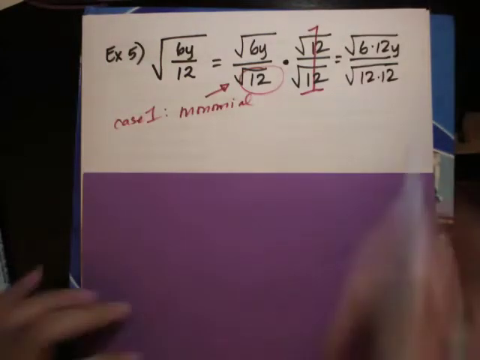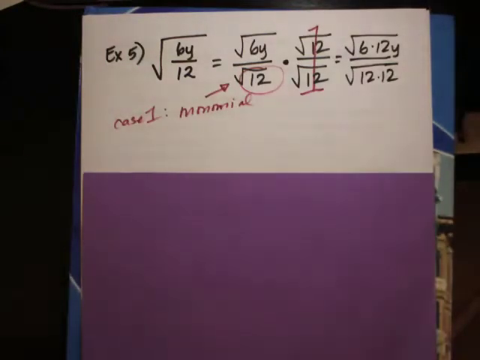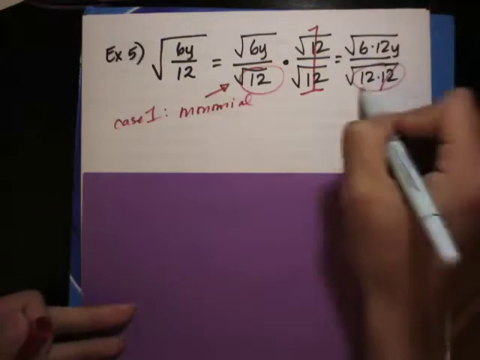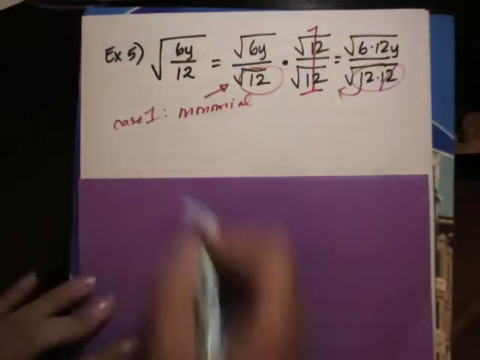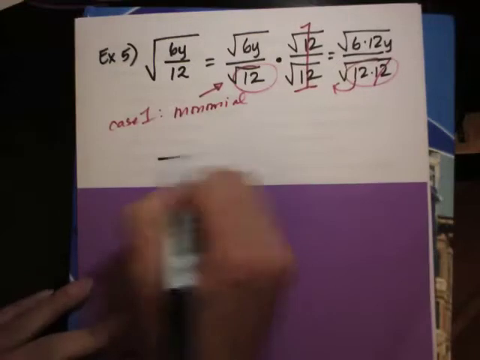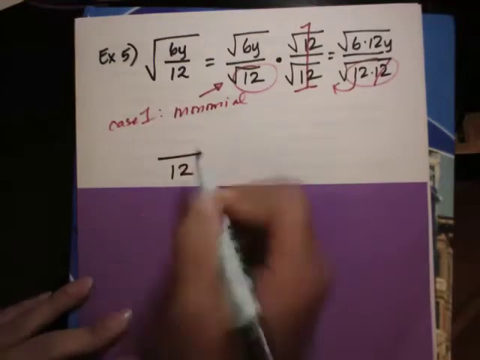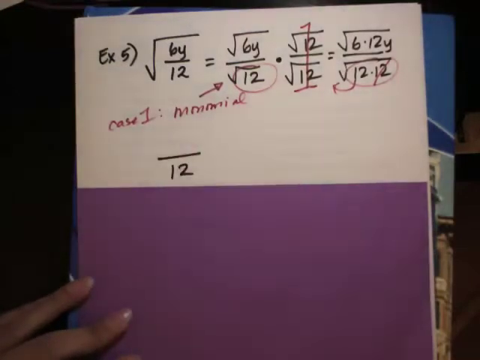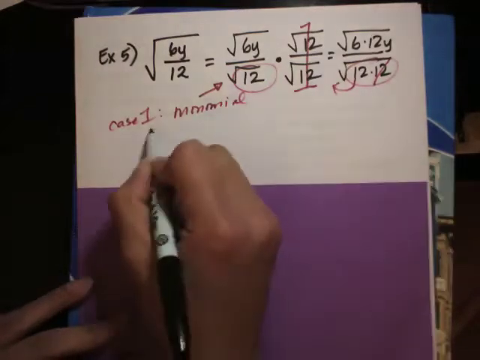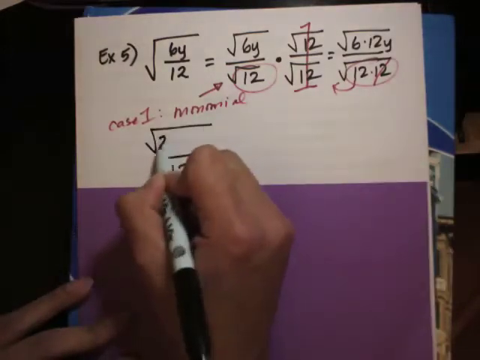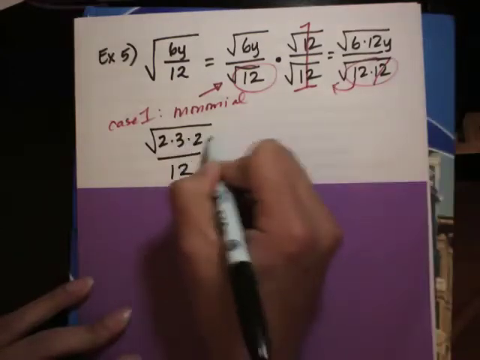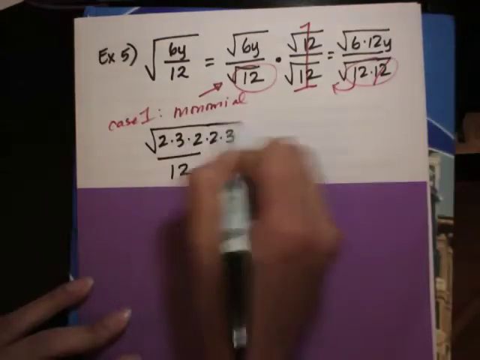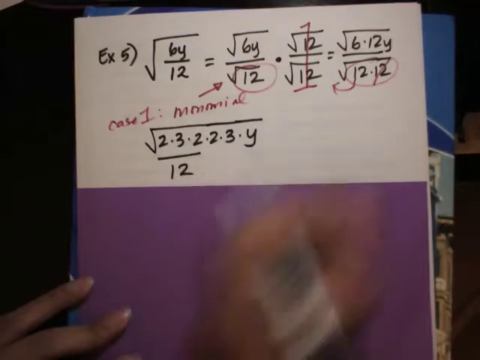So when we have the pair, just like we said before, we can kill one off and move one out. Okay? So I'm going to simplify this now, and let's break it down. So you only have 12 in the denominator. There's nothing left underneath the radical sign. Square root of 6, we can break that out. 6 is 2 times 3. 12 would be 2 times 2 times 3. And then you have a y.